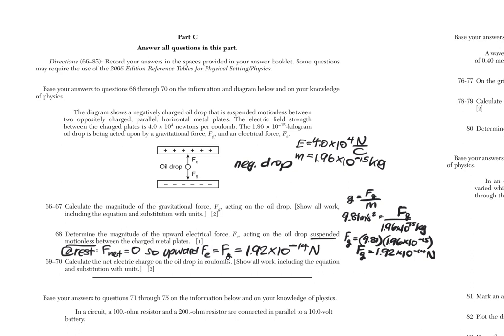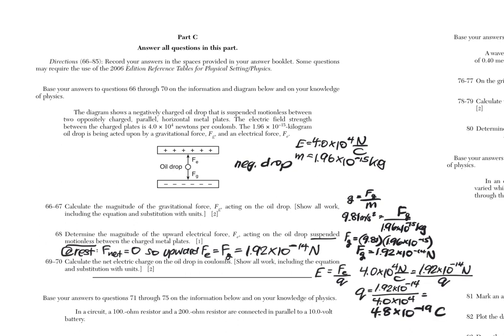And then 69, 70, they want to know the charge on the drop. So we use E equals F over Q. We put in the electric field strength that was given in the problem, we put in the electrostatic force that we just solved for, and then we cross multiply. Q is 4.8 times 10 to the negative 19 coulombs, which makes sense because that is divisible by 1.6 times 10 to the negative 19 coulombs. That would be 3 electrons. That's a pretty small drop, but it does make sense. Okay, so there's that set.